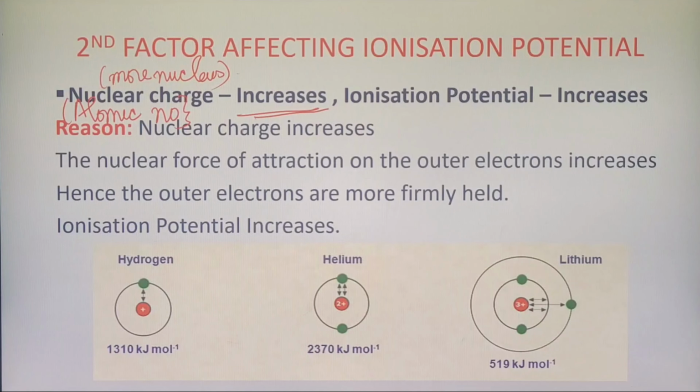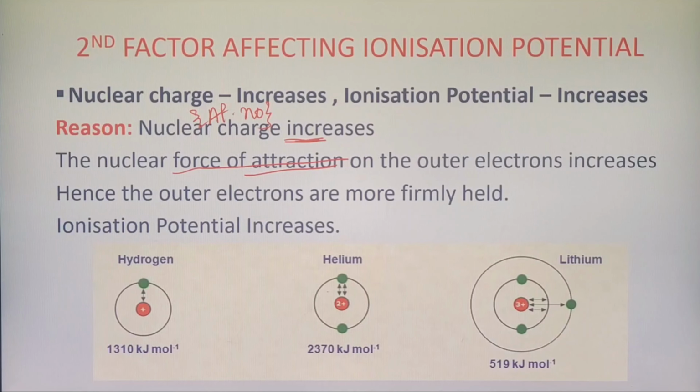As you can see here, children, as the nuclear charge increases or as the atomic number increases, the nucleus is becoming more and more powerful. The more powerful the nucleus, the more will be the force of attraction. So what is going to happen, children? The outer electrons will be very, very difficult for me to remove. Am I clear? Can you see here? The nucleus is becoming very, very powerful here. So it is becoming more difficult for me to remove an electron.